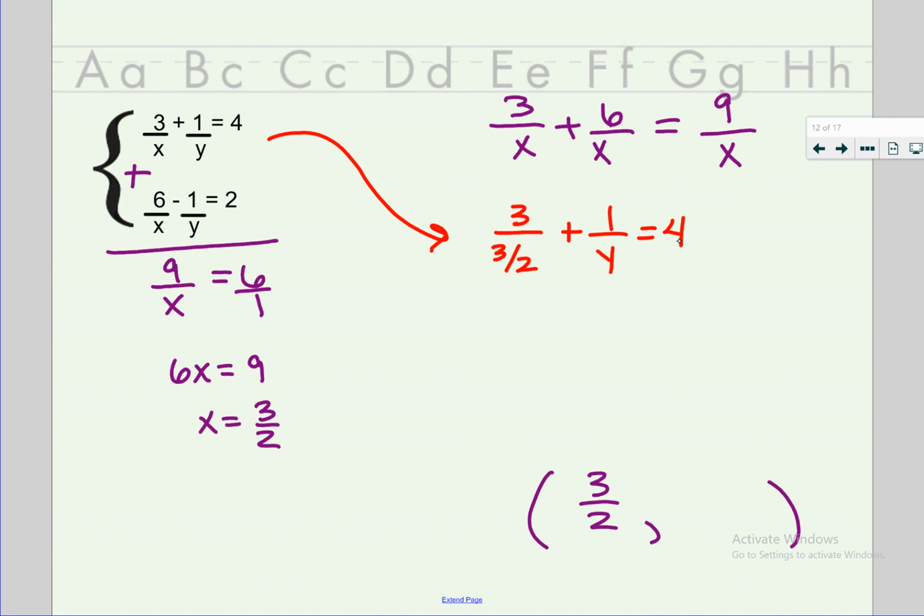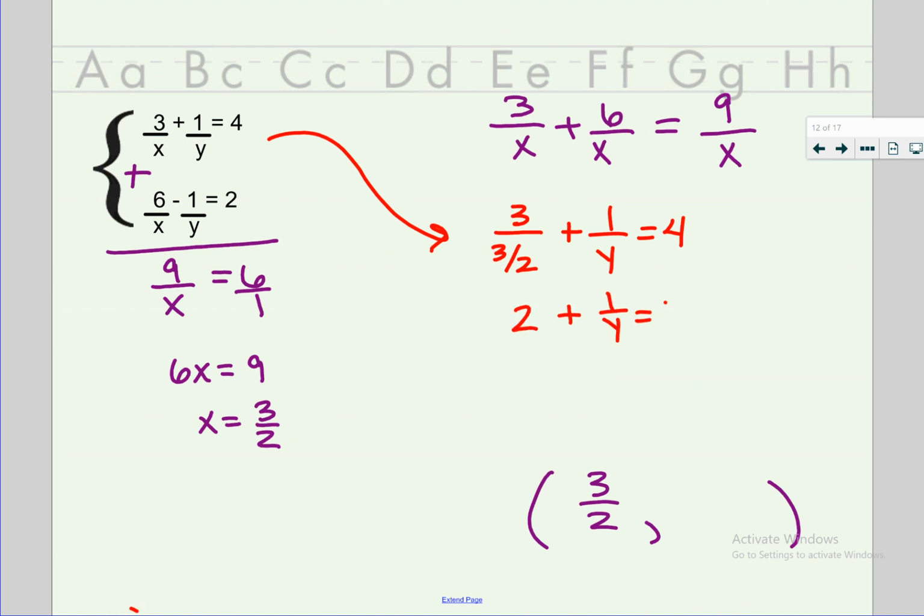Okay. 3 divided by 3/2. Dividing by a fraction is gross. If you remember doing that, instead we multiply by a reciprocal. If you remember simplifying those, you could also use a calculator for this calculation. But 3 divided by 3/2 is the same as 3 times 2/3. 3 times 2/3 is 6/3, and that gives me 2.